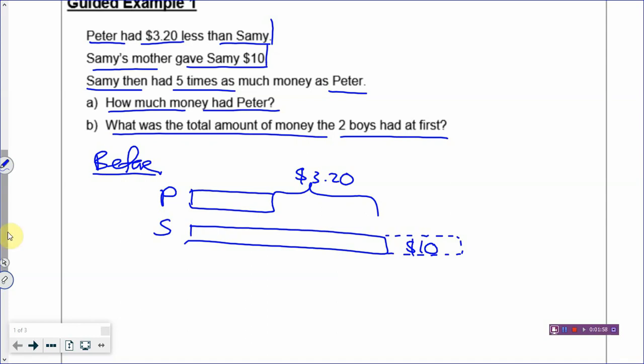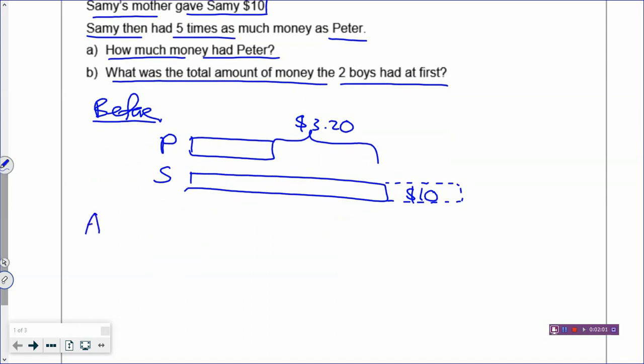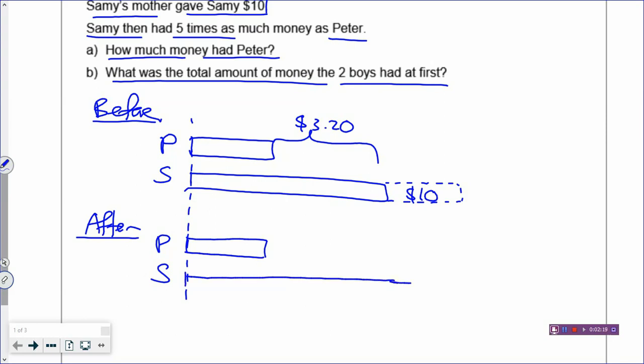Now Sammy had 5 times as much as Peter. So how do we draw the after model? Now when you draw the after model, Peter and Sammy, make sure that you start from the same line so that it looks neat. You can see that Peter's money is unchanged, so you draw the same rectangle. But now Sammy's money has become all the way to the end. And then Sammy had 5 times. Now if you try to cut Sammy's rectangle into 5 times, you find that it's not proportional, because Peter has 1 time, and that 1 time looks very long. So how do you cut 5 times?